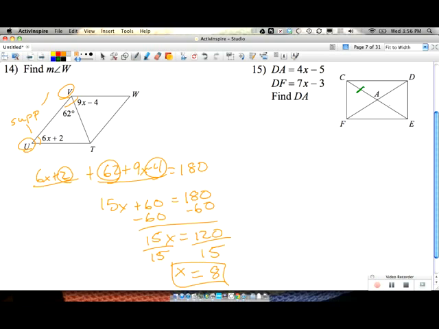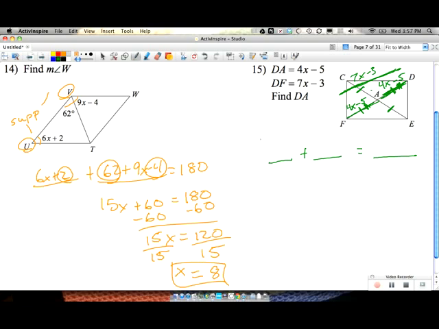We know that DA, this side right here, is 4x minus 5. And then it says that the whole thing from D to F is 7x minus 3. Well, if I know that DA on the top right is 4x minus 5, so is AF. That's also 4x minus 5. Now I have a line split into 2 pieces and a whole. So I can add the 2 pieces together, and that's going to equal the whole. So I got 4x minus 5 plus 4x minus 5, and that's going to equal 7x minus 3.